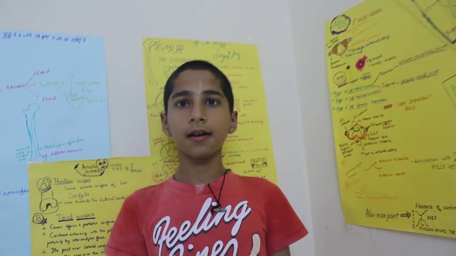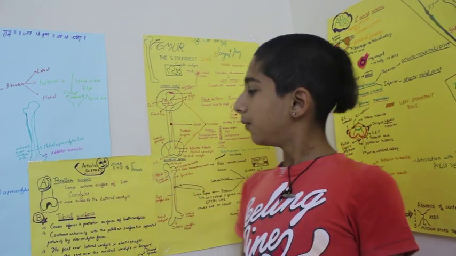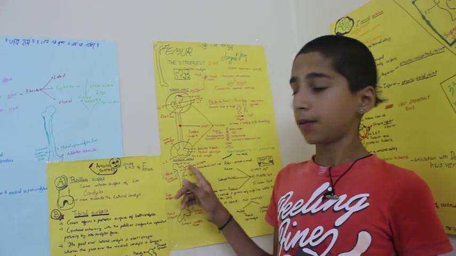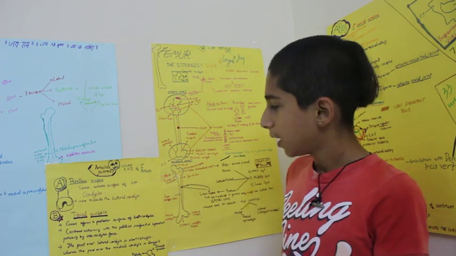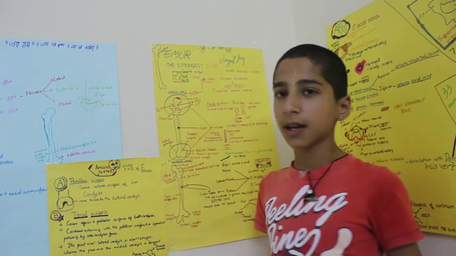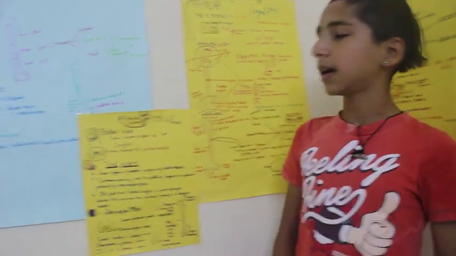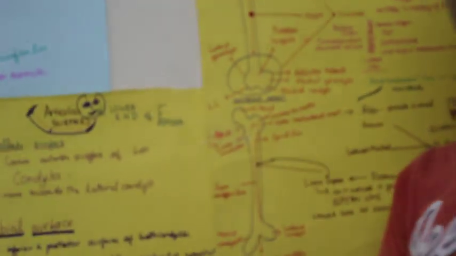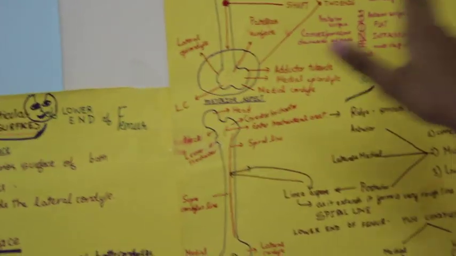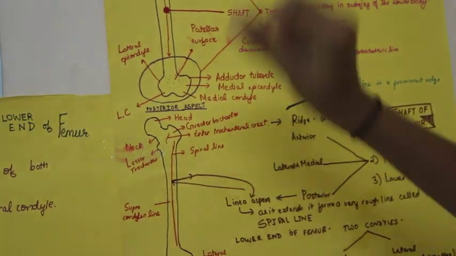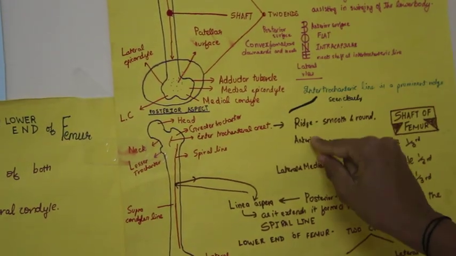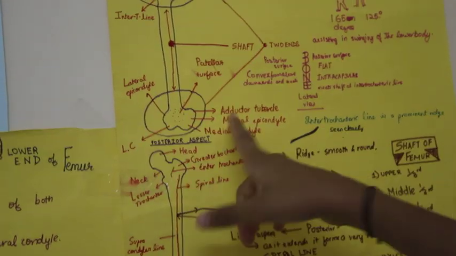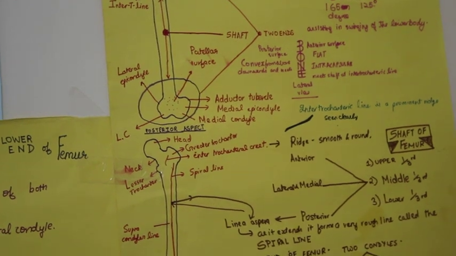Bhaiya, you said that the ridge was rough. That was the linea aspera, whereas this is the intertrochanteric crest. It's not a ridge, but every ridge is not rough. Linea aspera was a ridge that was rough, so I said rough. So ridge is just a line, just a marking line. If the marking line is rough, it's a rough ridge. If the marking line is smooth, it's a smooth ridge.